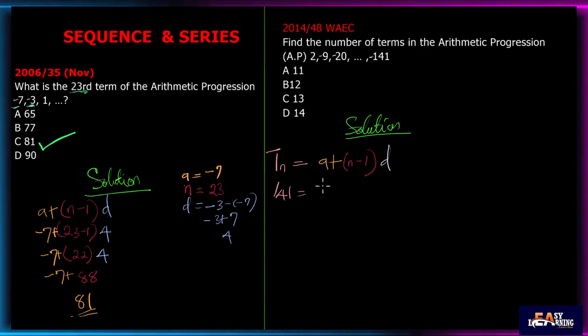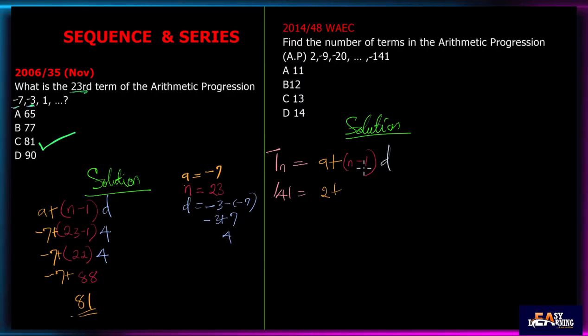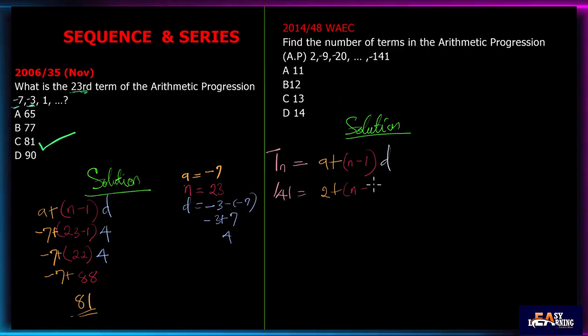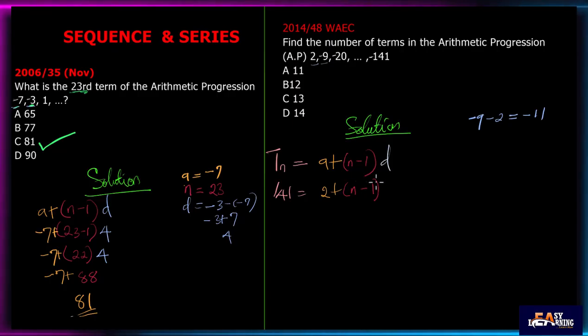First term is 2, so we bring down 2, and plus n minus 1. It's going to remain as n minus 1 because we are looking for the value of n. But the common difference, you can find it: that is minus 9 minus 2, minus 9 minus this 2, and that gives us minus 11. So the common difference here is minus 11.